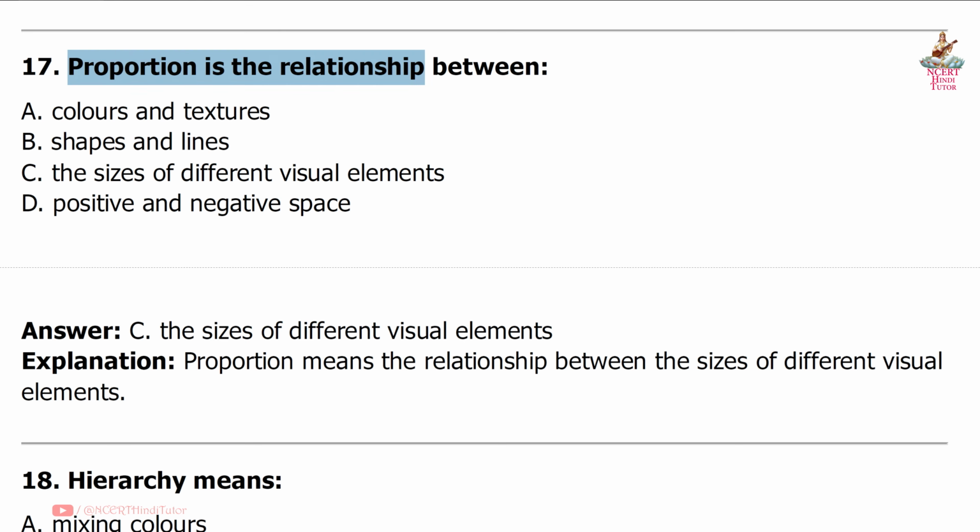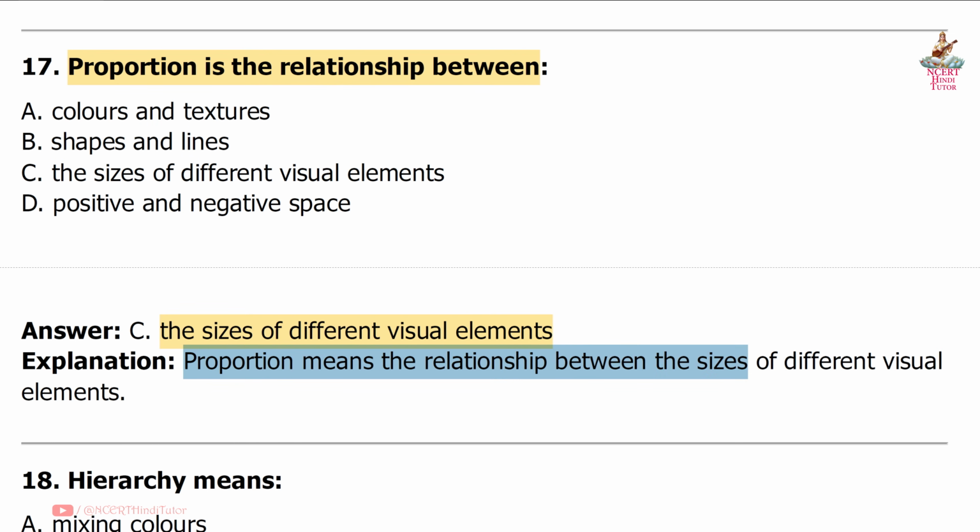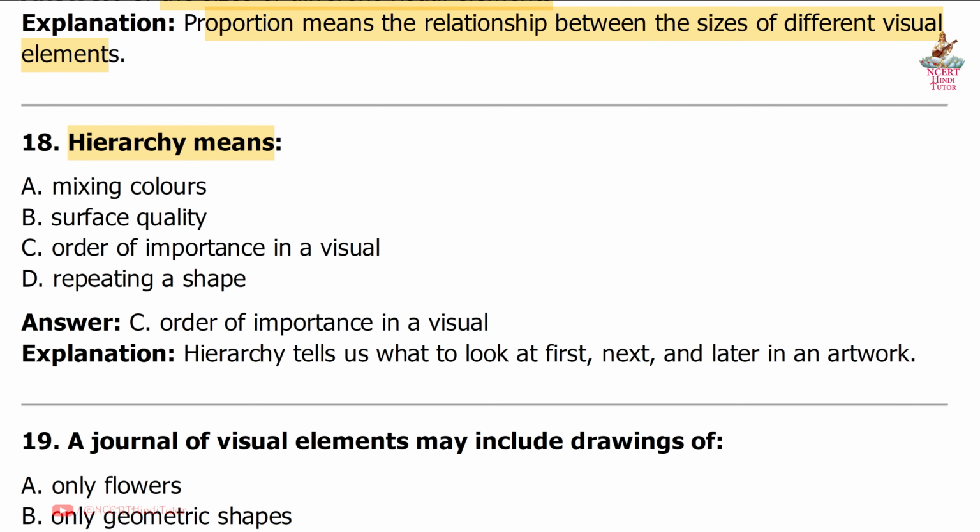17. Proportion is the relationship between. Answer C. The sizes of different visual elements. Explanation. Proportion means the relationship between the sizes of different visual elements. 18. Hierarchy means. Answer C. Order of importance in a visual. Explanation. Hierarchy tells us what to look at first, next and later in an artwork.